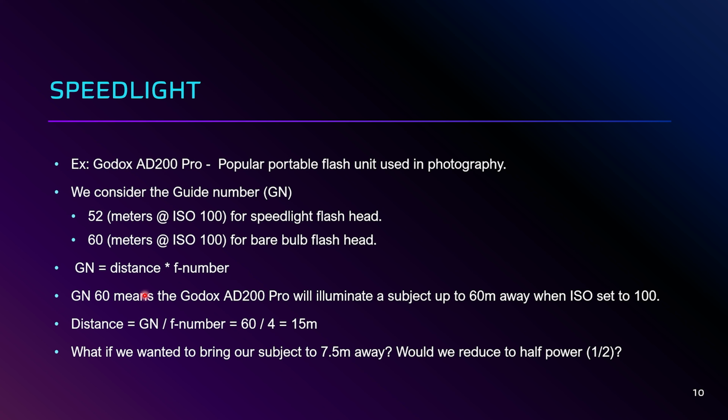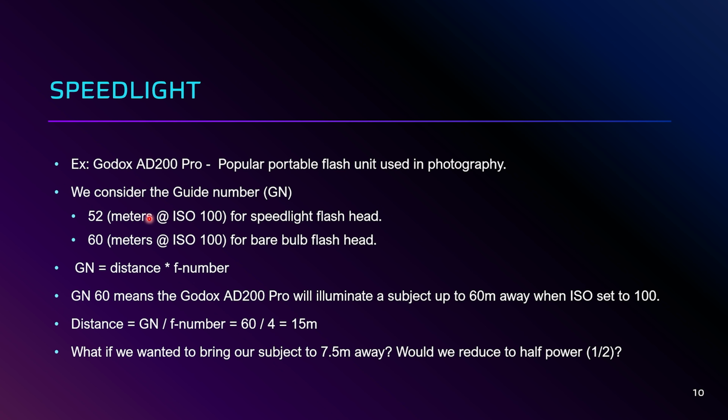The gauge number 60 means the Godox AD200 Pro will illuminate a subject up to 60 meters away when ISO is set to 100. That means your camera ISO is set to 100 and your f-stop value is 1, and if the distance is 60 meters, you will get a gauge number of 60. So 60 into 1 is 60, right? This is what we explained here.